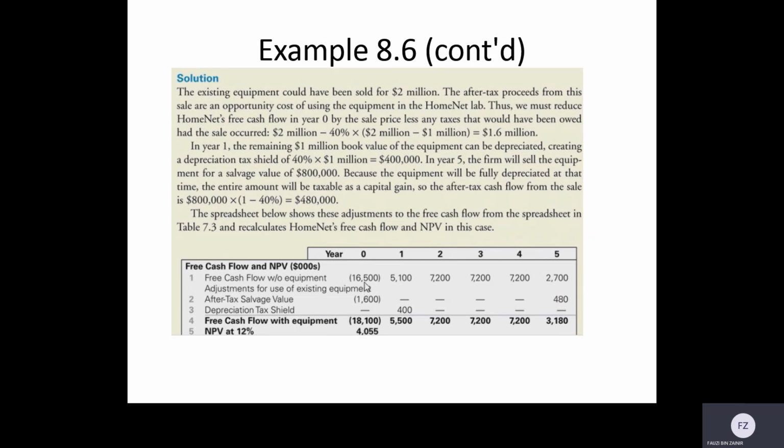So if you were to recalculate the free cash flow with the cannibalization effect, you readjust all these figures here. Here what you did is 16,500 minus 1,600, so you get an increase of $1.1 million, and the depreciation effect here increases. Okay, so your NPV here is 4,055.